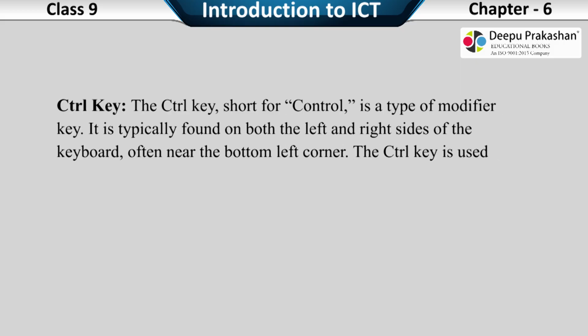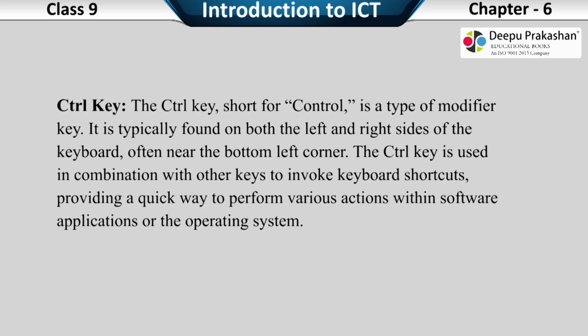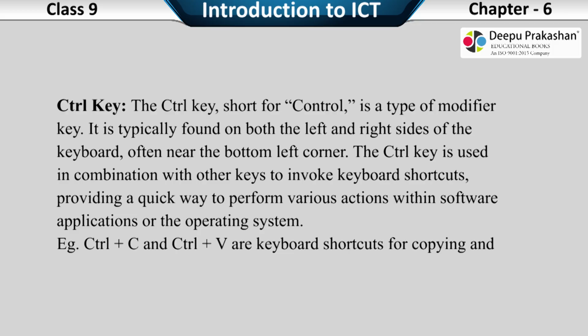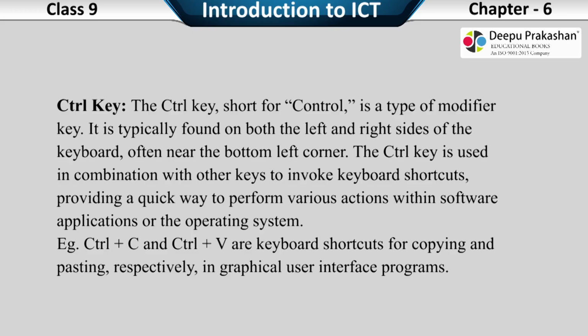Control key. The Control key, short for Ctrl, is a type of modifier key. It is typically found on both the left and right sides of the keyboard, often near the bottom left corner. The Control key is used in combination with other keys to invoke keyboard shortcuts, providing a quick way to perform various actions within software applications or the operating system. For example, Ctrl+C and Ctrl+V are keyboard shortcuts for copying and pasting, respectively, in graphical user interface programs.